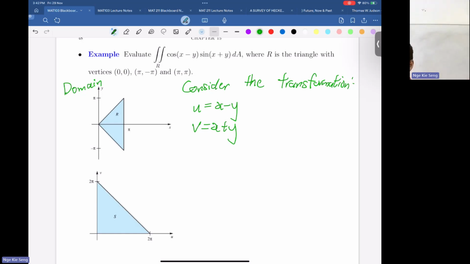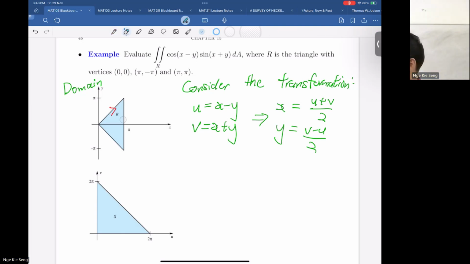So when I do this, what happens? What happened to my x and y in terms of these two new variables? So x will become (u plus v) over 2. Good. And y becomes (v minus u) over 2. So under this new transformation, you need to see how your domain changes. How to determine this? Well, we can start with the boundary first, right? So let's look at the boundary lines here.